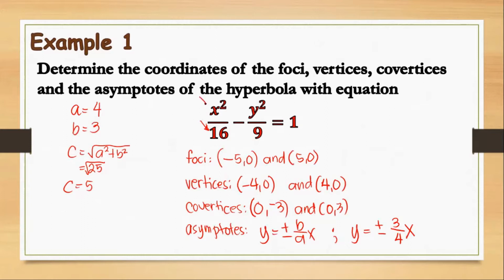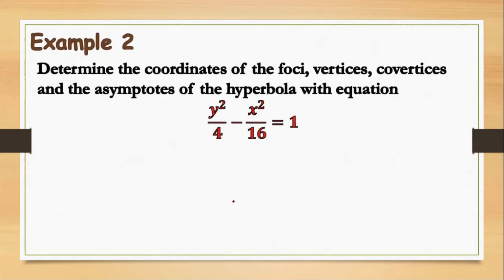Take note that if we have x squared here as our first term, it will automatically be a horizontal hyperbola. And so our a here will be this one, and our foci and vertices will be found on x. There will be a change on the value of x, but no change on the value of y. And since the conjugate axis is perpendicular to the transverse axis, which is made by the vertices, our co-vertex lies on your y-axis. So that's why we have 0, negative 3 here.